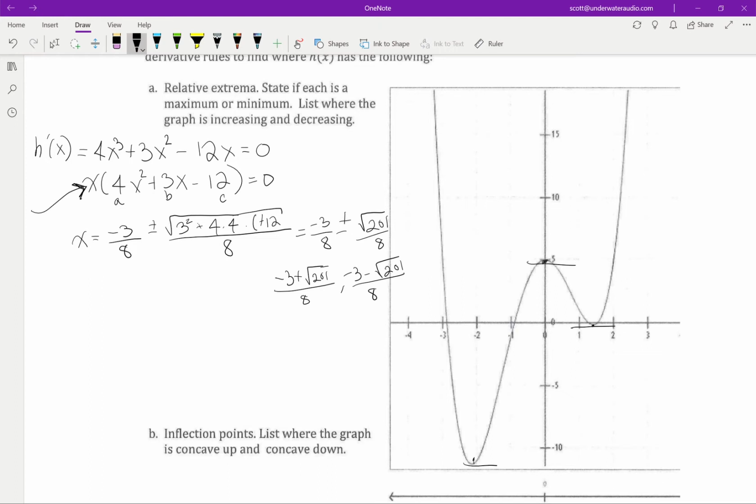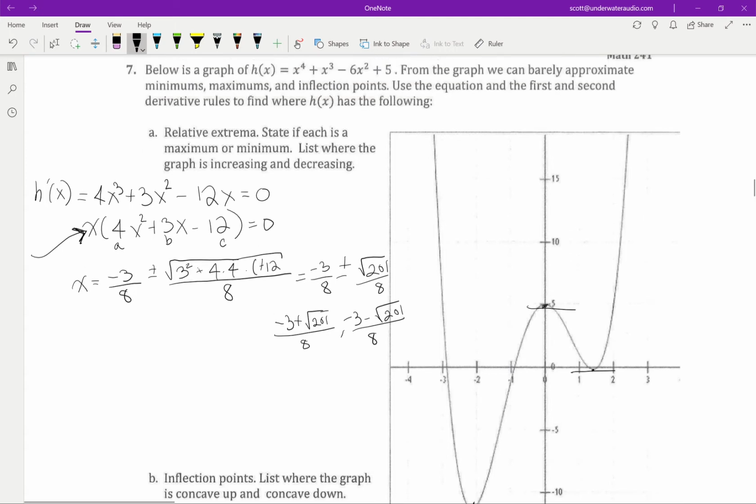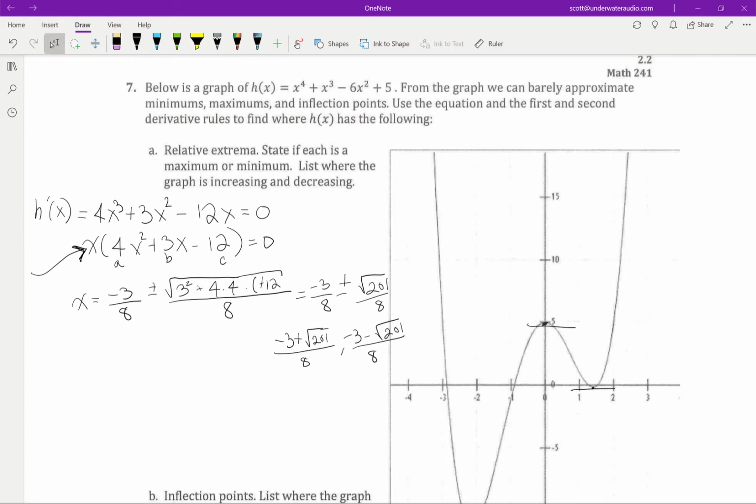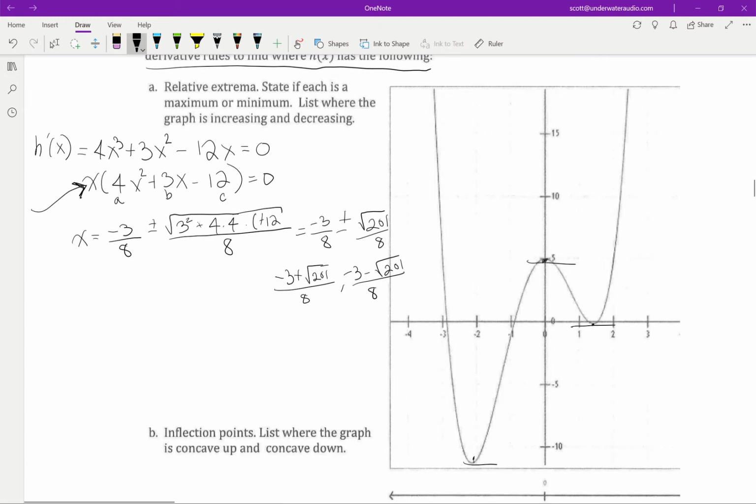And I can look at the graph and I already know which one's the minimum and which one's the maximum. But let's see. Okay, I just want to make sure I follow the directions. Use the equation and the first and second derivative rules to find where h of x has the following. So I think I'm following the rules, but I know that the minimum is happening at this negative value, which would happen at -3 minus the square root of 201, divided by 8.